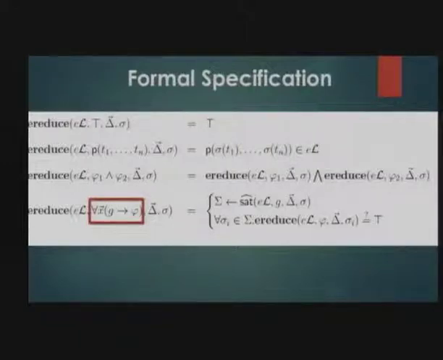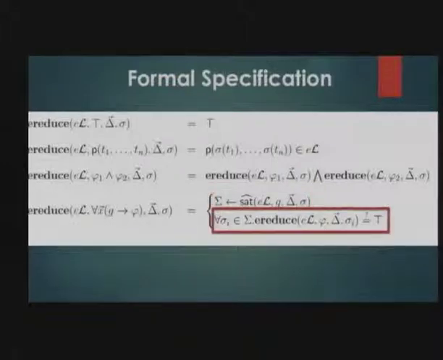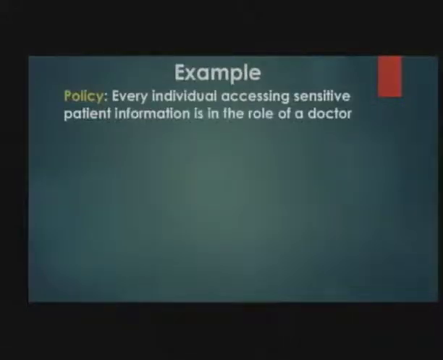So this basically says, for all x that satisfies G, it also satisfies phi, right? So the first step is to find out what satisfies G, all substitutions for x that satisfy G. And then you plug it into phi and see whether phi is satisfied, okay? So now let's look at an example.